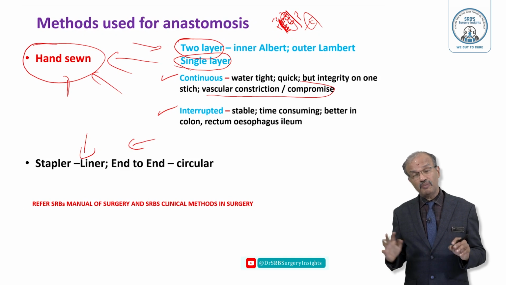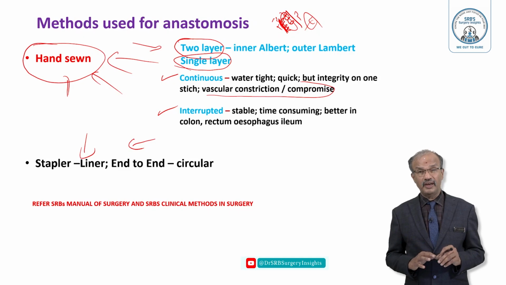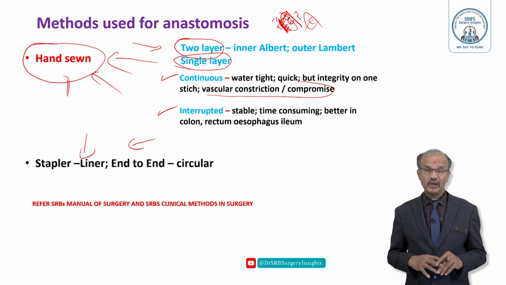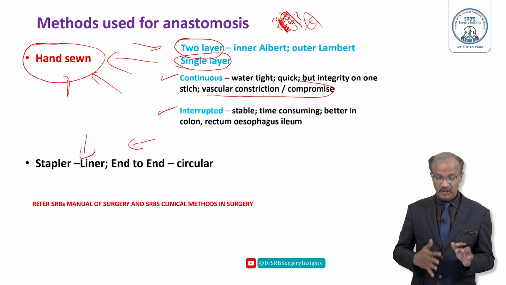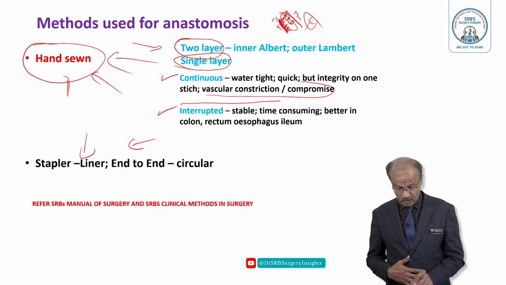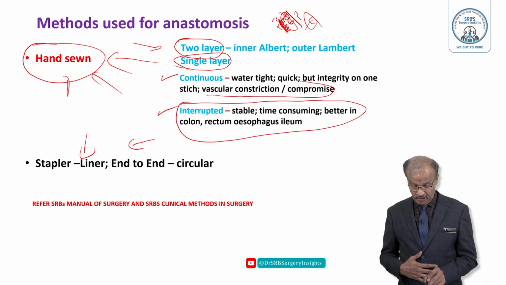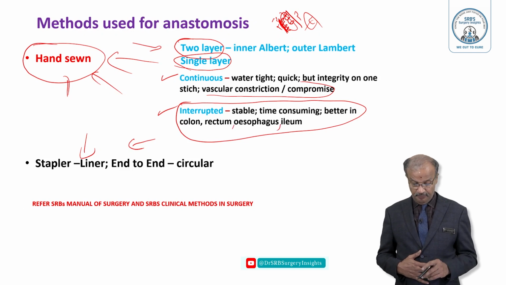But in colon and terminal ileum, in rectum, in esophagus, where blood supply is very compromised and the emergency situation is not dangerous, it is always better to have an interrupted suture, maybe single layer, maybe 2-layer, depending on the surgeon's choice and the local on-table situation. So interrupted feels to be always better, but it is time-consuming. It is better in colon, rectum, esophagus, and ileum.